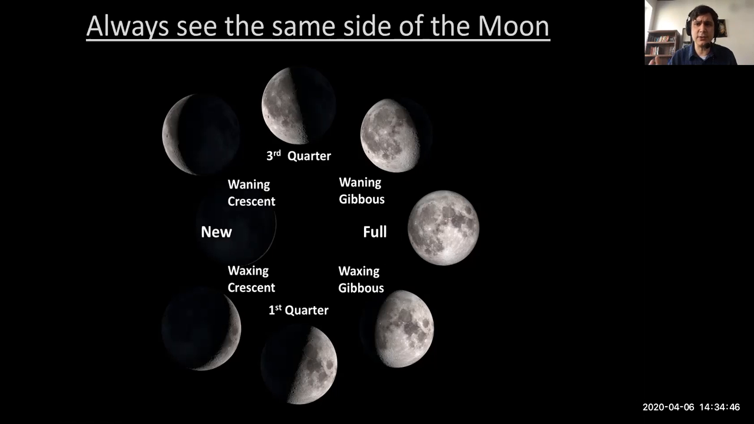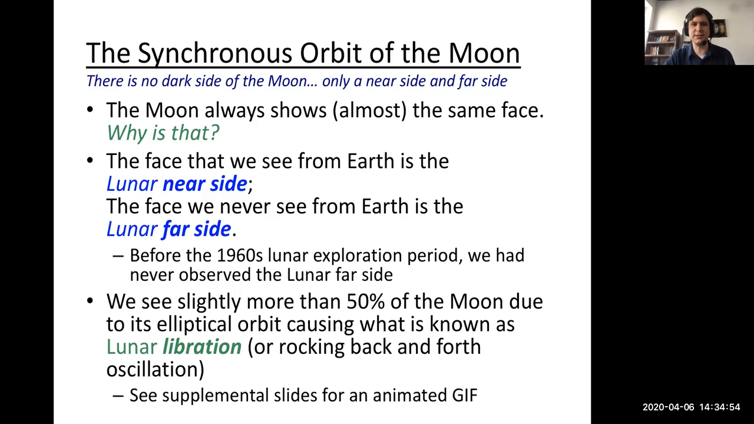And we never saw the other side of the moon until the spacefaring era, Apollo 8, when astronauts first went to and looped around the moon. We had never seen the far side of the moon. So why do we always see the same face? And since we always do see the same face, we can name the sides of the moon. The side that faces the Earth, that's nearest to the Earth, we call the lunar near side. The side that's farthest away from the Earth, the side that we never see, we call the lunar far side.